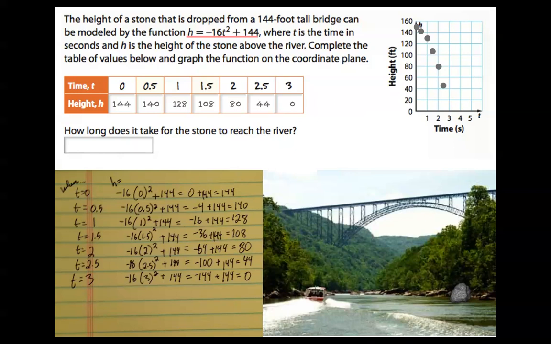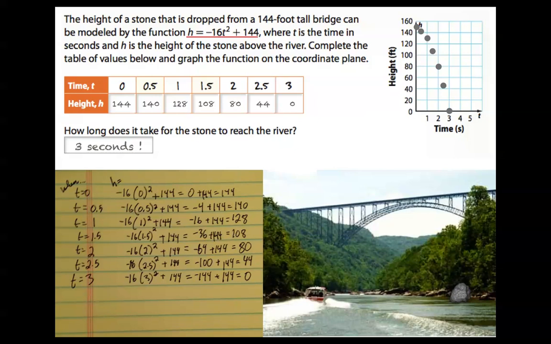I get negative 144 plus positive 144, which is 0, and that means that after 3 seconds, the height of that stone is 0 feet. Oh, that means it fell all the way down to the riverbed. So, how long did it take for the stone to reach the river? It took 3 seconds. That's when the height became 0.